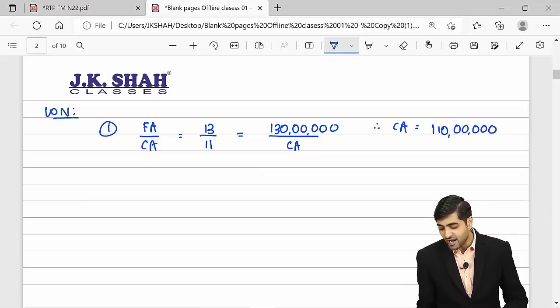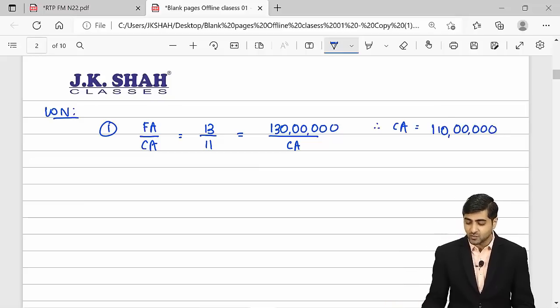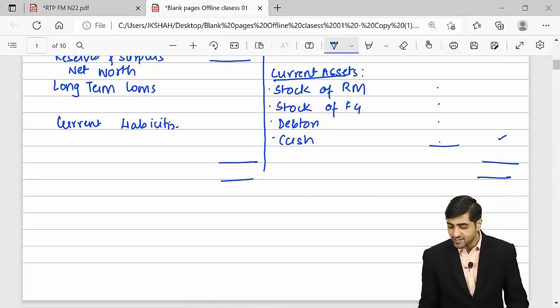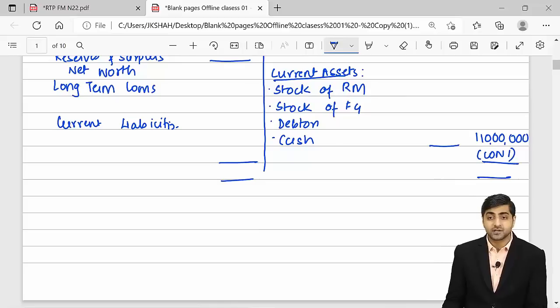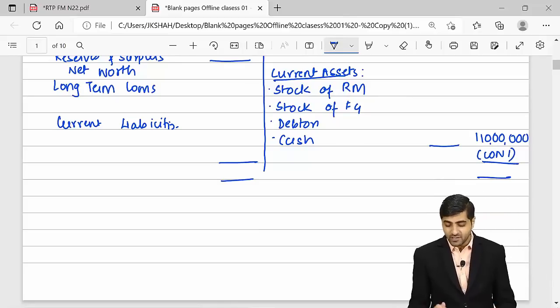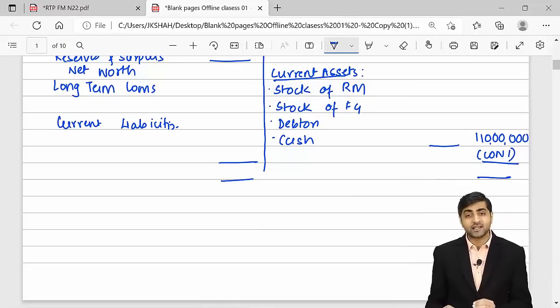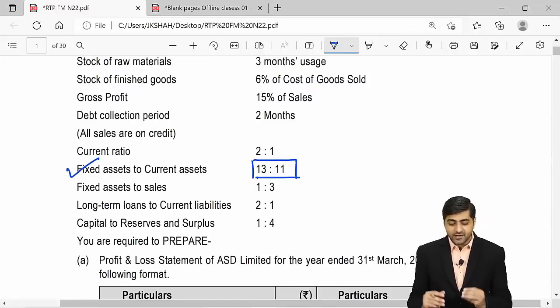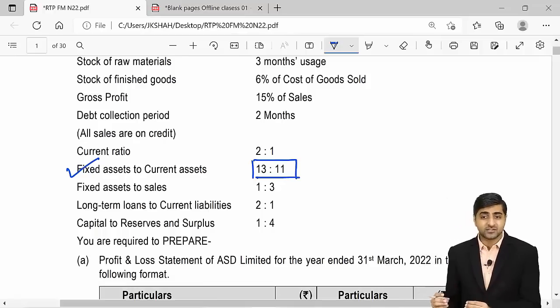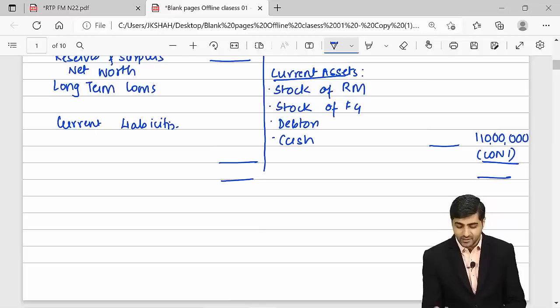So guys, we have the total of current assets available as 1 crore 10 lakhs, which I can substitute here as your total of current assets 1 crore 10 lakhs in your balance sheet asset side, and always give the reference to your working notes. So your working note number 1 will be your total of current assets which is 1 crore 10 lakh rupees. So this ratio we have taken into consideration, and then we have fixed assets to sales also, so we can start with that as well.